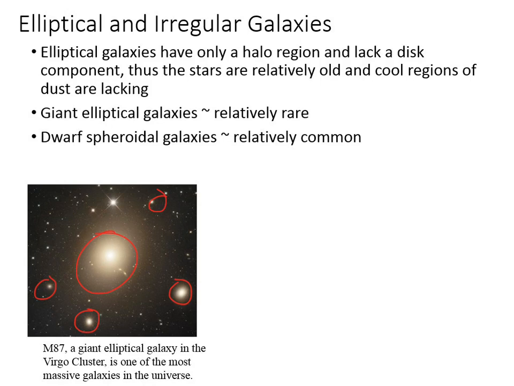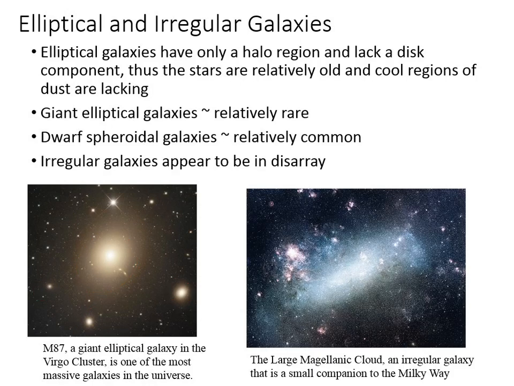Those are relatively less common than dwarf elliptical galaxies. This is an example of an irregular galaxy. Actually, this one, the Large Magellanic Cloud, or the LMC, to me they should have used the word galaxy in its name, because it's a galaxy of stars. Remember that one, like the slide says, is a companion to our own galaxy.